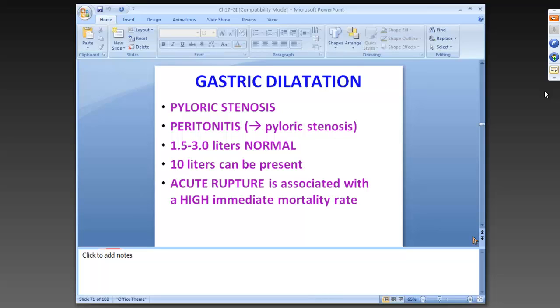Gastric dilatation, think about pyloric stenosis, peritonitis caused by pyloric stenosis. Gastric juices, you should have between 1.5 to 2 liters, which is normal. 10 liters can be present in dilatation. Acute rupture is associated with a high immediate mortality rate.